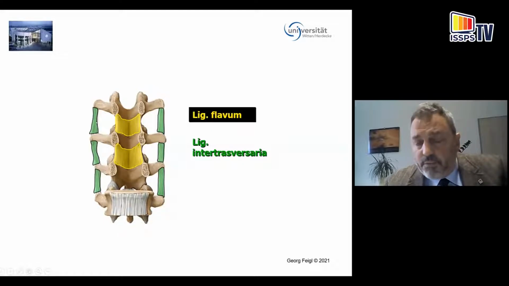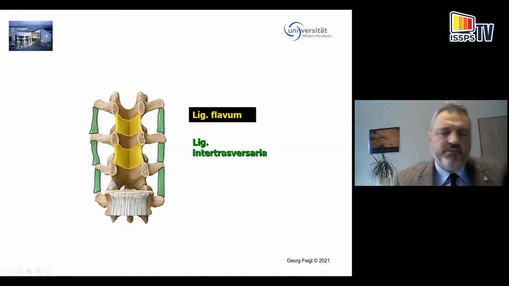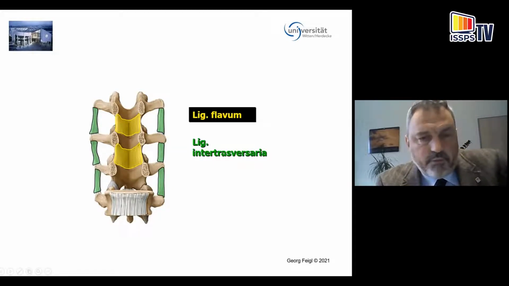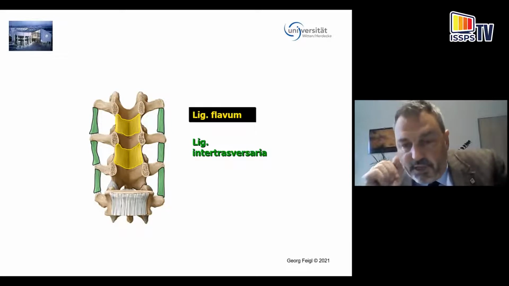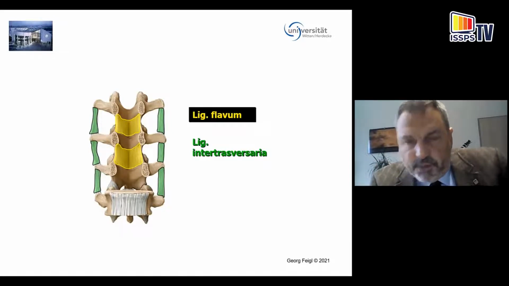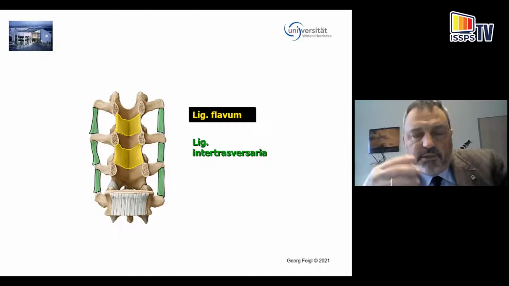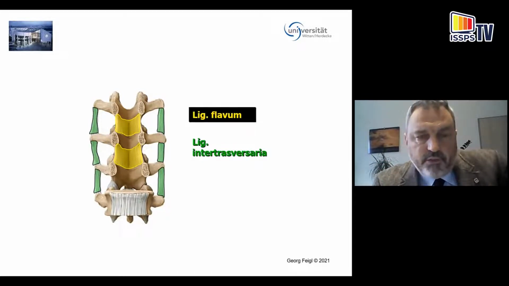It's not really wrong terminology, because it's called the intertransverse ligament, but as this is a remnant of a rib, it should be the intercostal ligament. But anyway, this is a bit strange terminology. But who cares about names? Very important, this is visible. And it is the barrier for the space dorsally to it, where you will find the erector spinae muscle, and ventrally, where you can find the psoas muscle and also the quadratus lumborum.